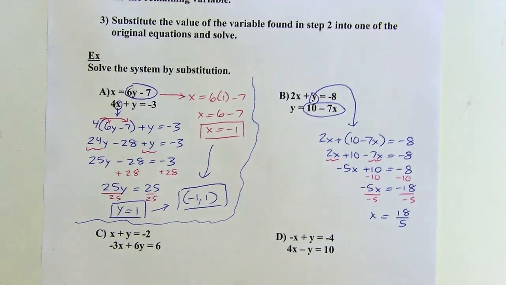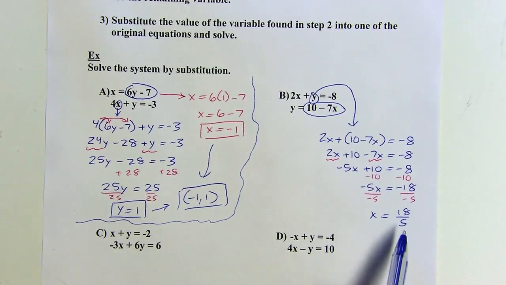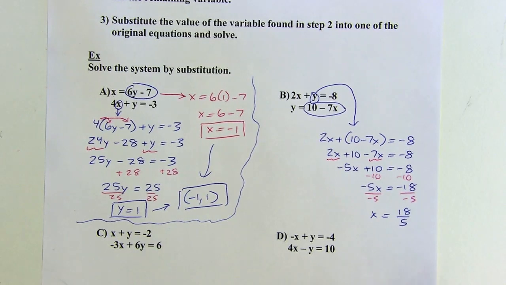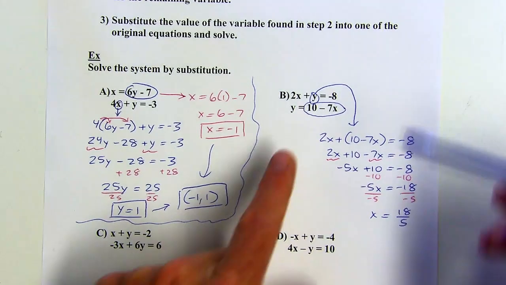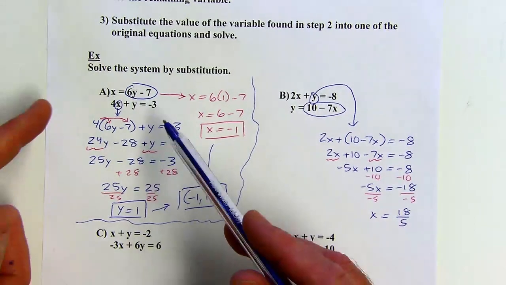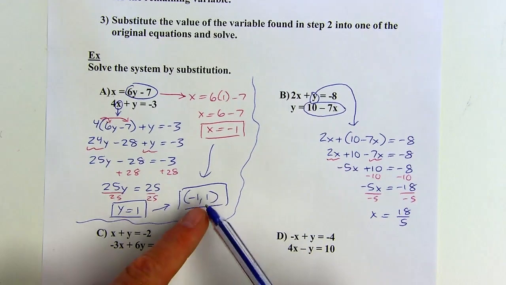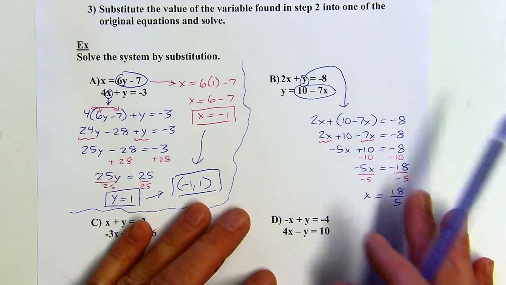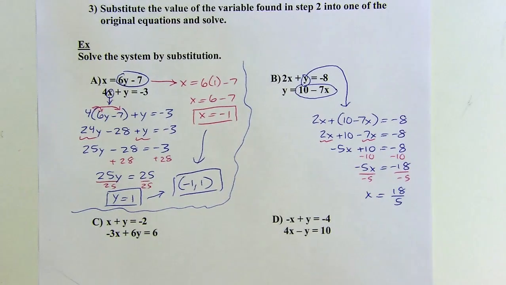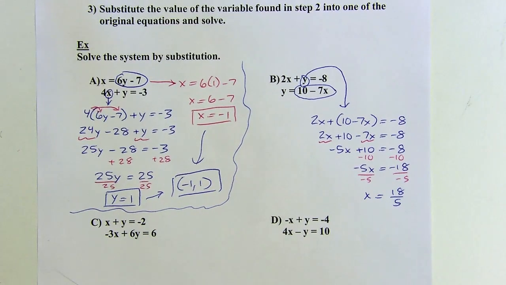I've got a fraction here, so I want to make sure it's reduced, and this is reduced. And 5 doesn't go into 18 evenly. So we don't have a nice integer solution here. So if you tried to graph these and solve by graphing, it wouldn't work out very well. This one would actually work out pretty well because we got a nice round solution that's near the origin. But this one, it would be really hard to tell what the solution was by looking at the graph because it won't be right on the grid.